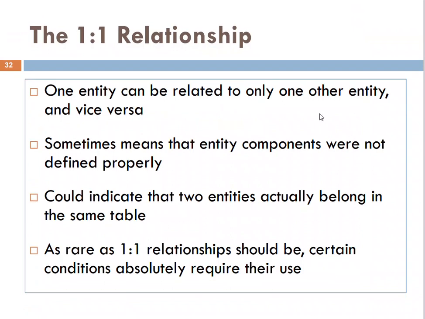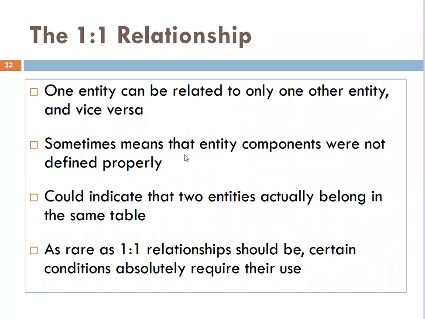One-to-one relationship, one entity can be related to only one other entity and vice versa. Sometimes it means that entity components were not defined properly, and it could indicate that two entities actually belong in the same table. As rare as a one-to-one relationship should be, certain conditions absolutely require their use. So, untuk one-to-one relationship ni jarang berlaku. Biasanya one-to-many ataupun many-to-many. Okay.